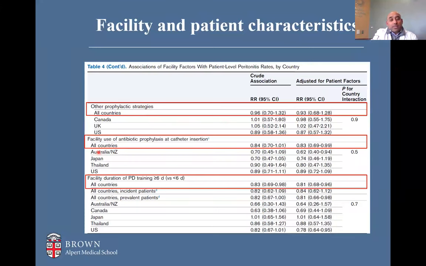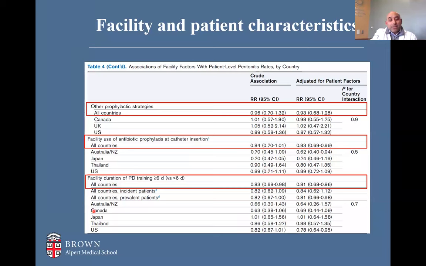Then comes the insertion of catheter and use of antibiotic prophylaxis. Again, this would be kind of pre-PD peritonitis, depending on when the data was collected, but overall, with a good relative risk ratio and confidence interval, you can say that use of antibiotic during the insertion of catheter is a good thing in preventing peritonitis.